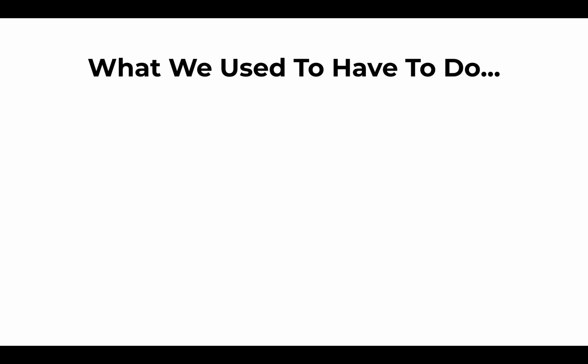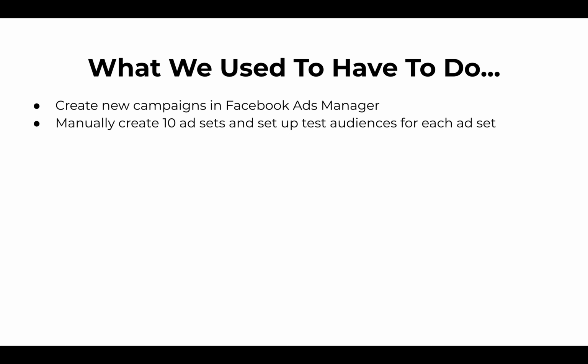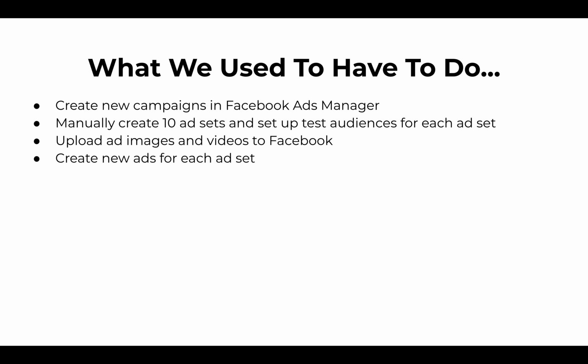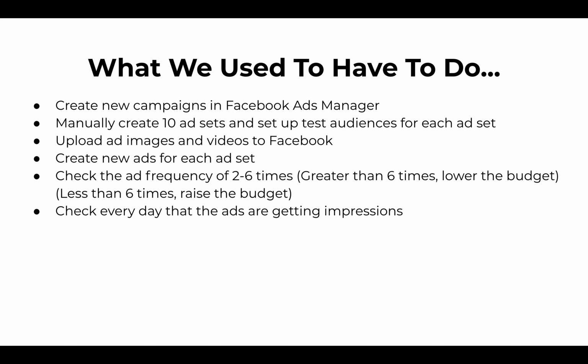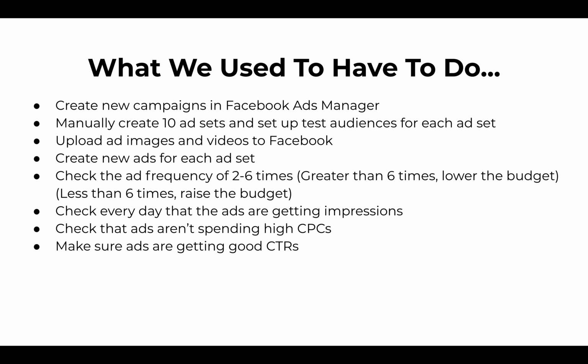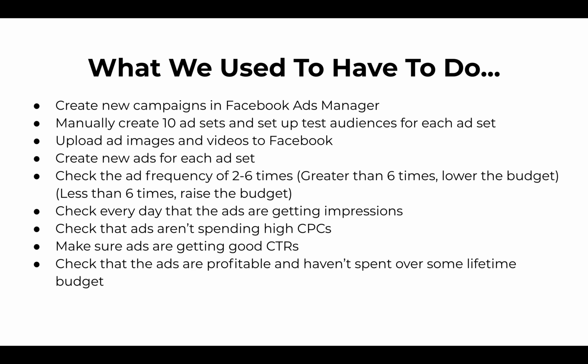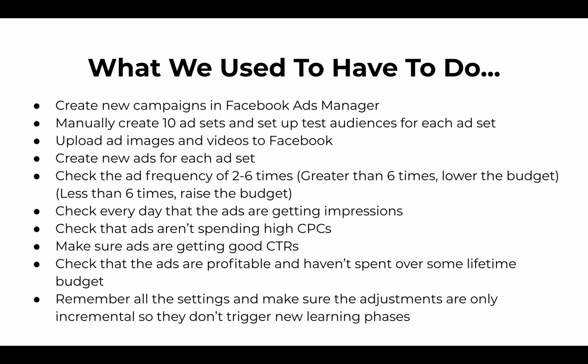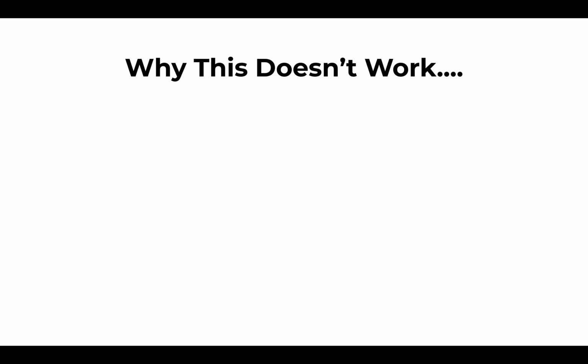So what we used to have to do to get to a good ROAS was create new campaigns in our Facebook Ads Manager, manually create 10 ad sets and set up a test audience for each ad set, upload ad images, create new ad sets, check the ad frequency, the impressions, the cost per clicks, the click-through rates, and we had to make sure that we remembered everything and then made adjustments incrementally so we didn't trigger new learning phases. This didn't work because it was complex and difficult to manage.